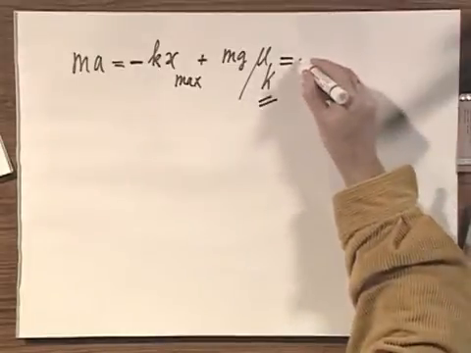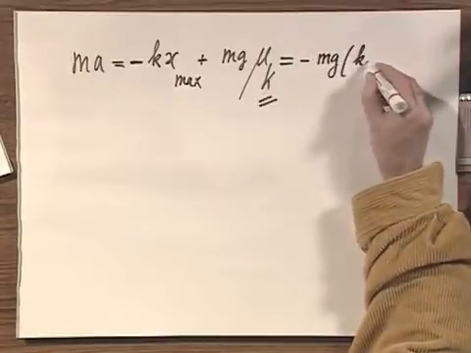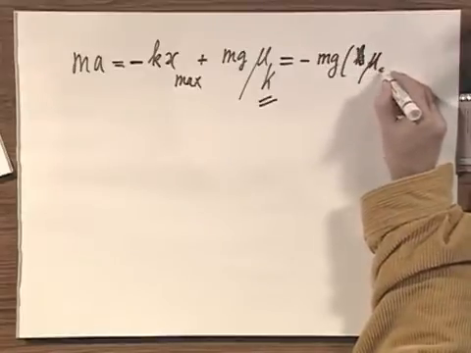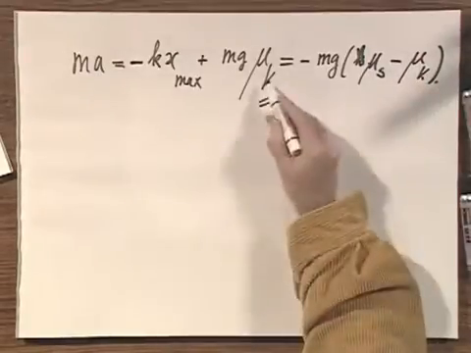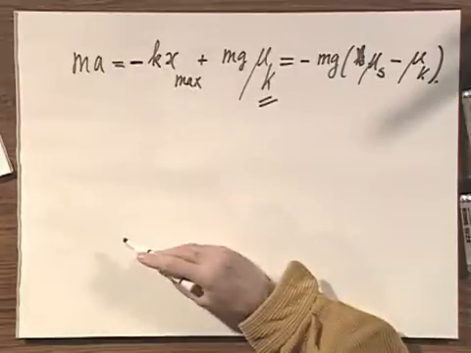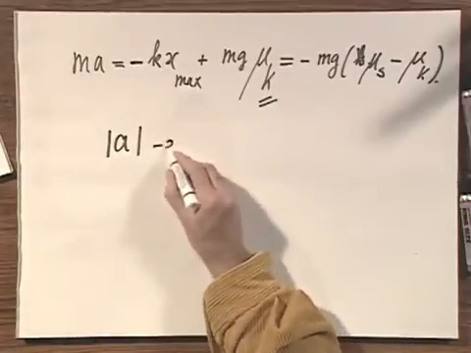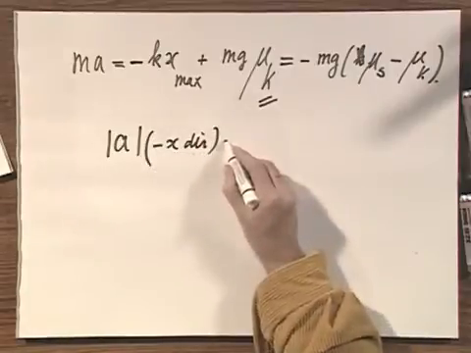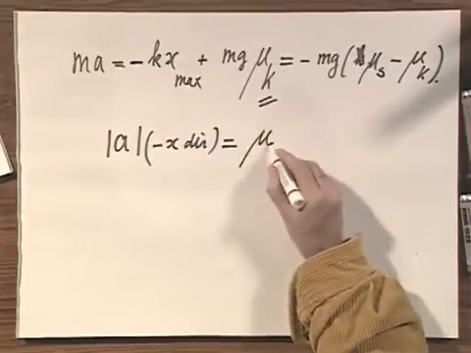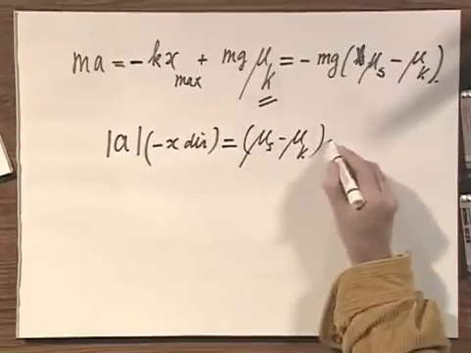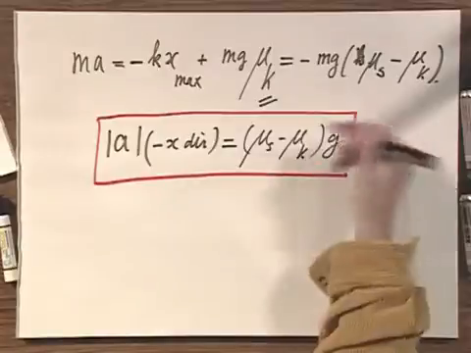And so this is the equation of motion, if you want to put it that way, and so that also equals minus mg times k times mu s minus mu k. I just substitute in here for x max the value that we just calculated. And so the magnitude of the acceleration, which is in the minus x direction, I want to remind you of that. The magnitude, m cancels, equals mu s minus mu k times g. So that's the instantaneous acceleration once I break it loose.